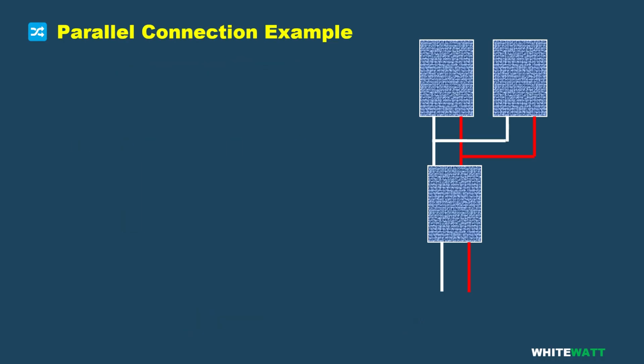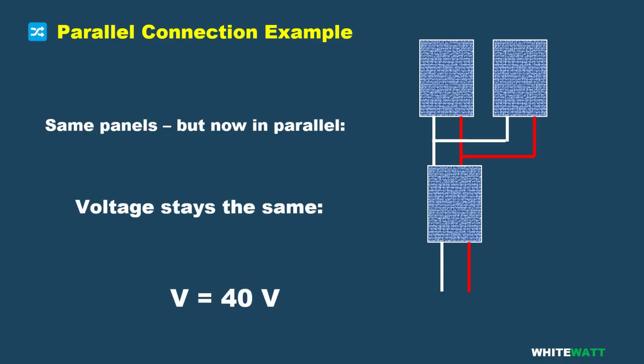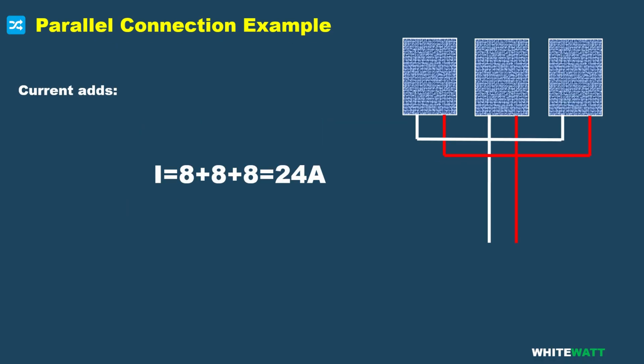Now example of parallel connection. Now let's connect the same panel in parallel. Voltage stays the same, 40 volt. Current 8 plus 8 plus 8, the answer becomes 24 ampere. So the output is 40 volt 24 ampere.